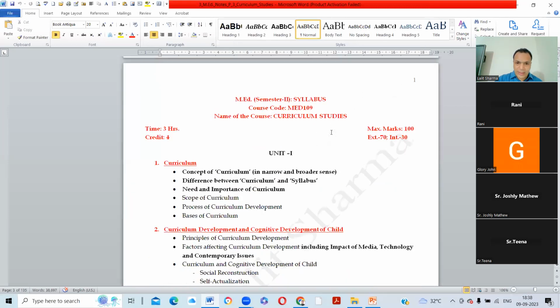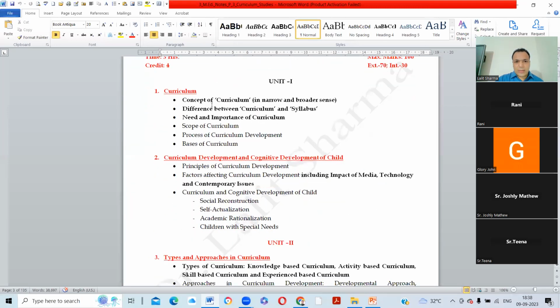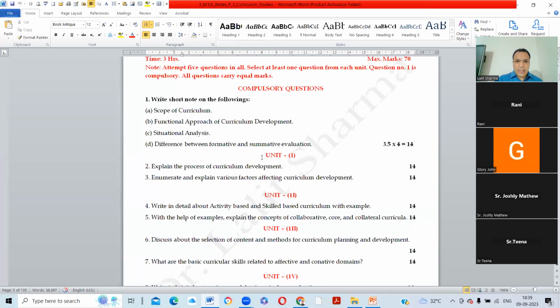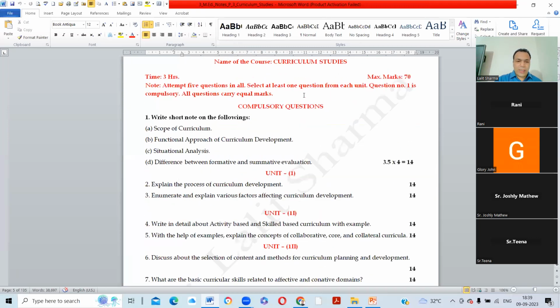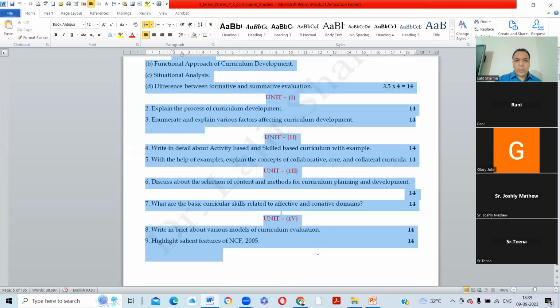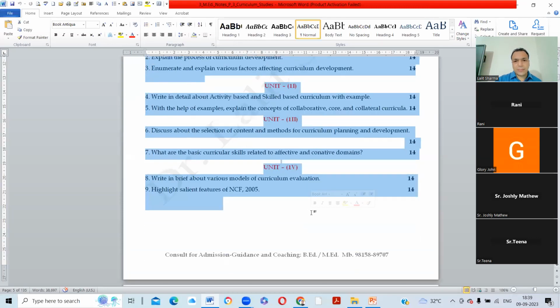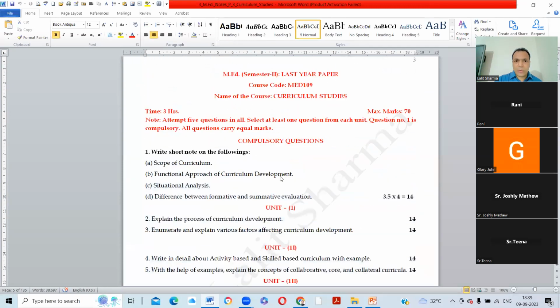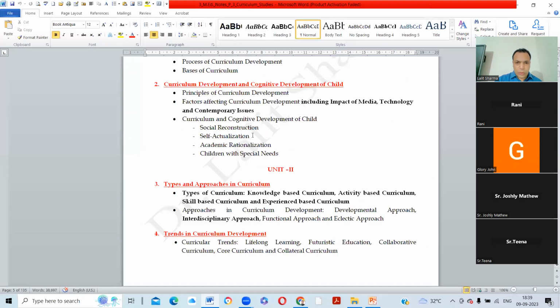ये देखिए, I increase the size little bit. ये देखो, concept of a curriculum, है ना, we have covered in the PPT. Even it is written in this PDF also. Difference between curriculum and syllabus. Need and importance of curriculum. Scope of curriculum. Right? Rest जो part है, we do directly from the notes. Okay. This is the last year paper. Even in these notes, I have solved the last year paper also. Now, these all the questions. Last year questions I have solved, and I have solved the whole syllabus for you.